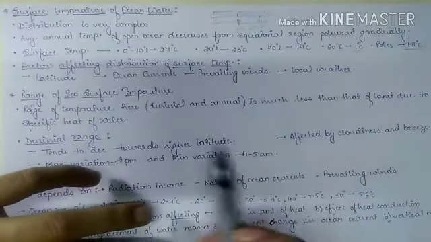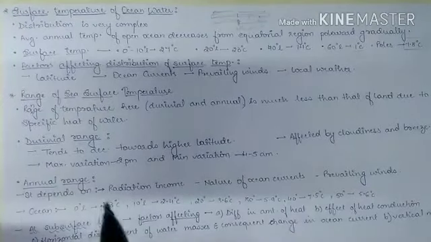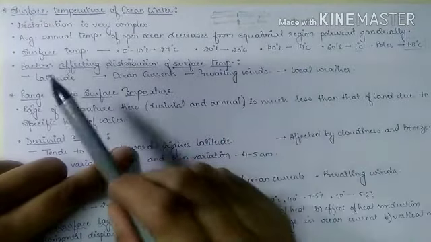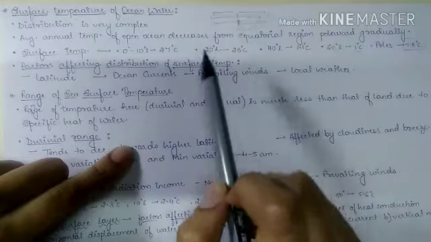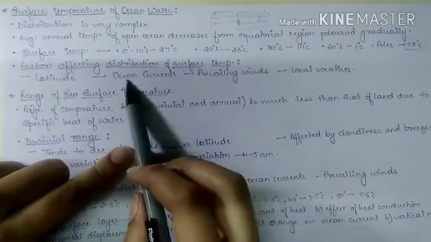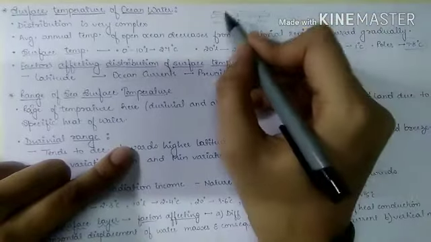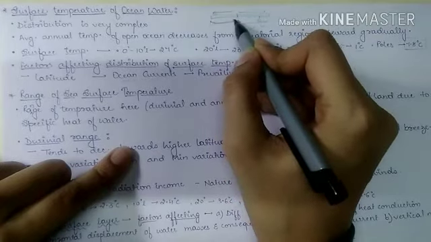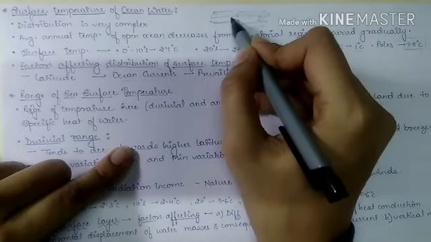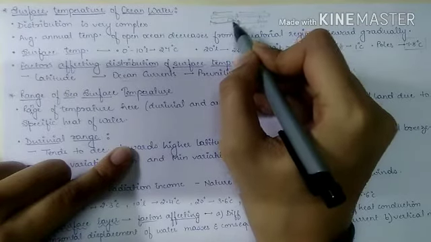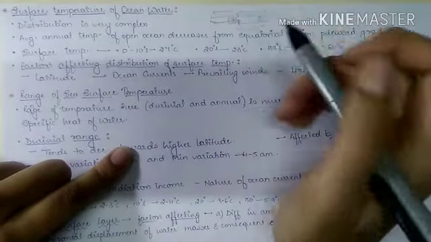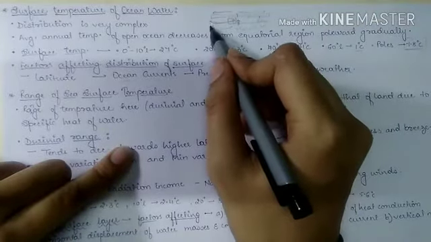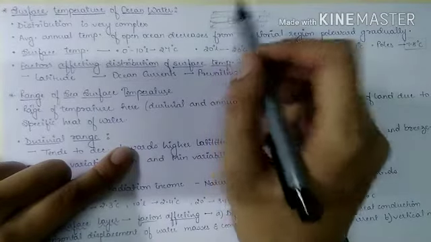Okay, now what are the factors that affect the distribution of surface water? First is latitudinal extent. So latitudinal extent of water is the major factor that affects the distribution of surface temperature. Next is ocean currents. Actually what happens, when the cold current reaches the areas having higher temperature, it decreases the temperature of the surface water present there. Okay, and vice versa will happen when the warm current moves towards the colder places. This is how ocean current will affect.